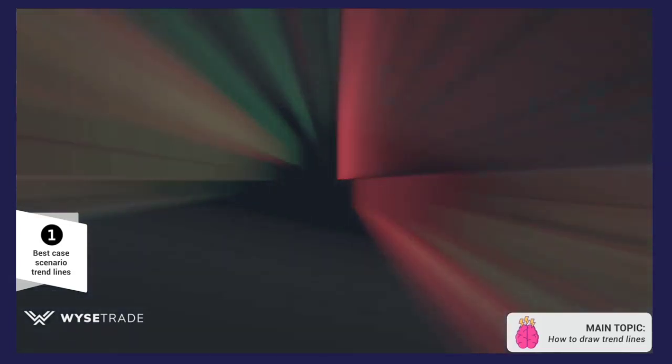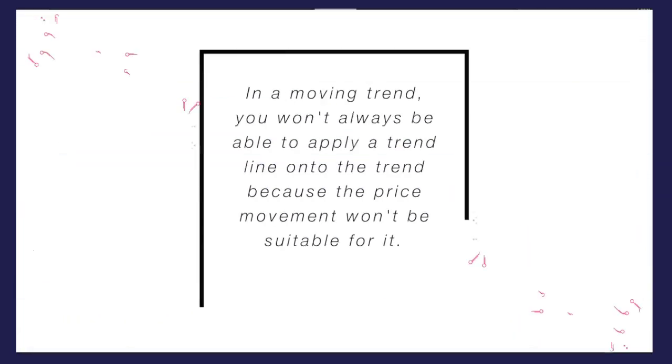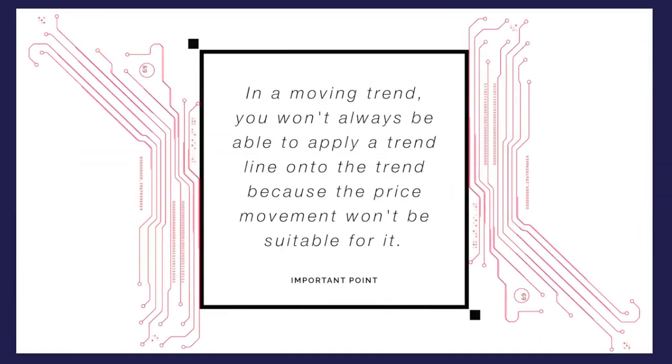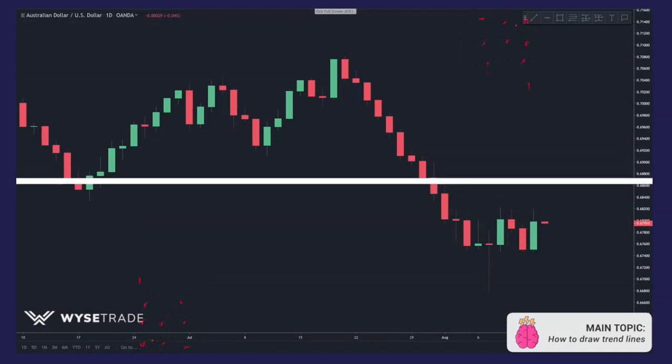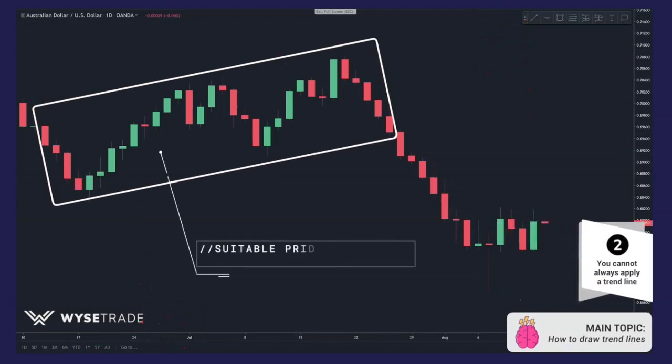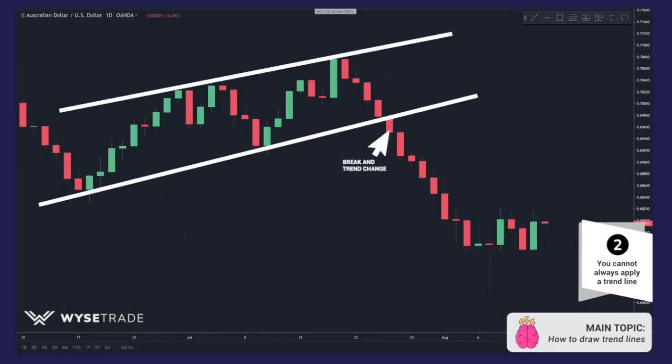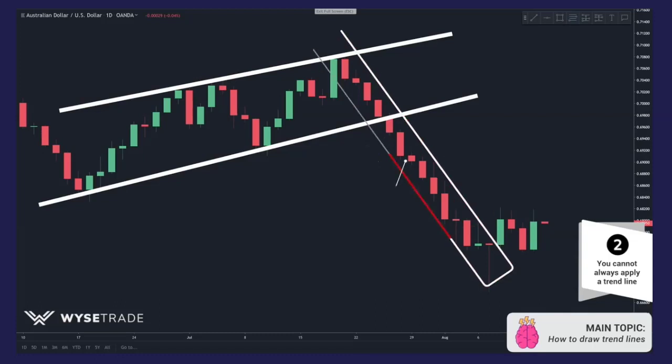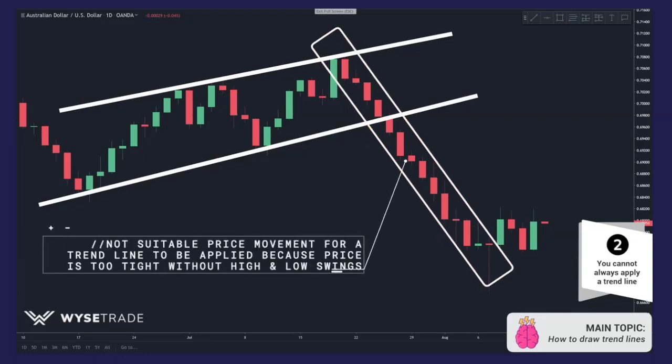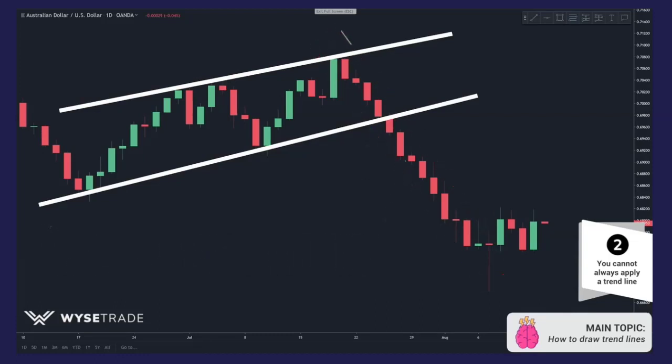So next, now this is an important point we want to discuss. There isn't always a trend line you can draw, as there isn't always going to be suitable price movement for a trend line to be applied to it. So to the left here, we had good price movement where you would have had two trend lines applied before price broke the bottom trend line and started a downtrend. But now looking at the current trend, there isn't suitable price movement to apply a trend line. You could apply a super tight trend line like this, but that does not help your overall analysis. So in this case, we leave it out.